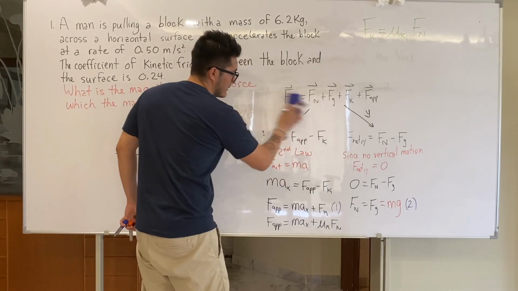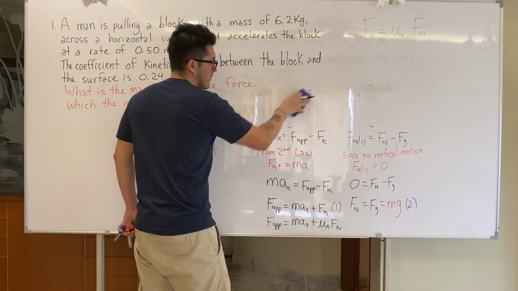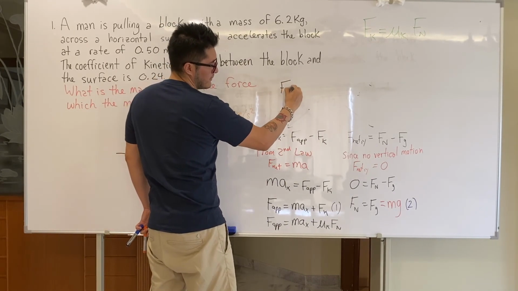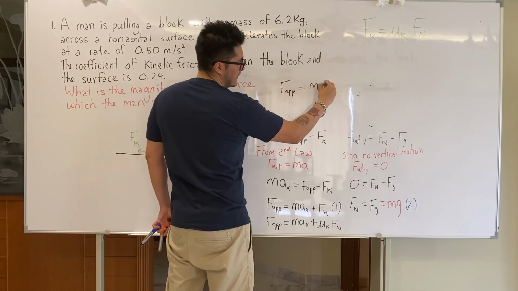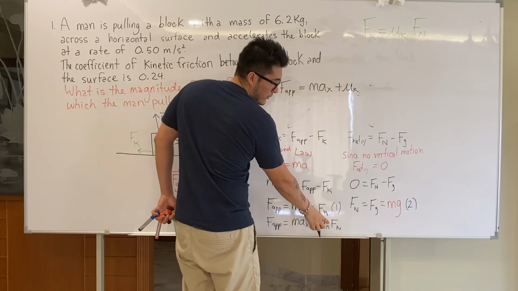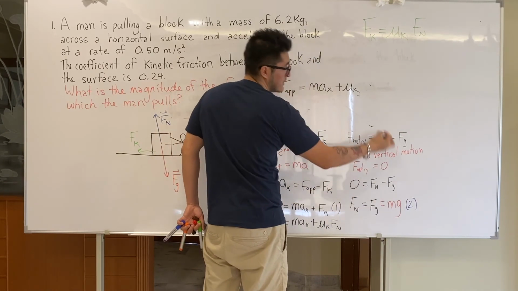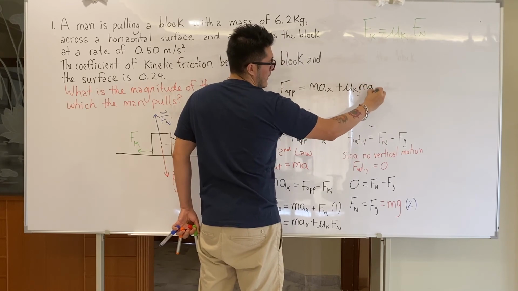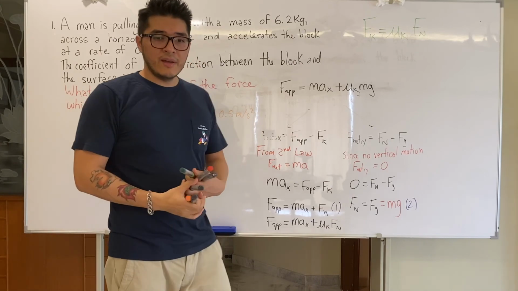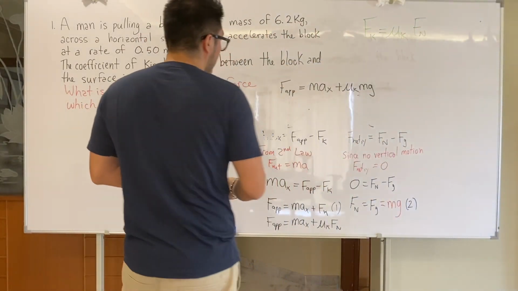Maybe I'll erase this here. Okay, so we end up with the applied force equals mass times acceleration along the x plus mu k times the normal force, we got it from equation 2, equals the force of gravity, which is just mg. So at this point, we just need to replace the values and put it into our calculator. So let's try that out.